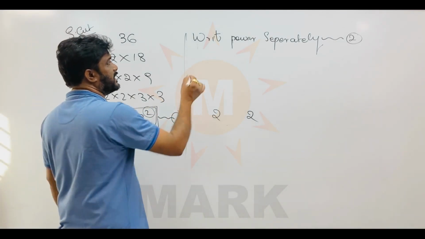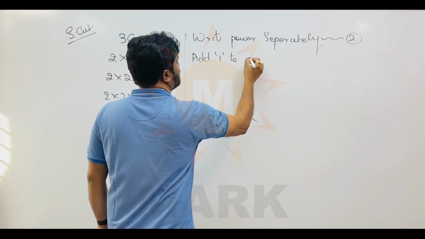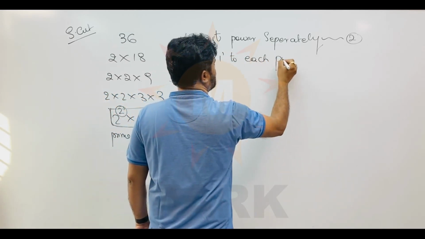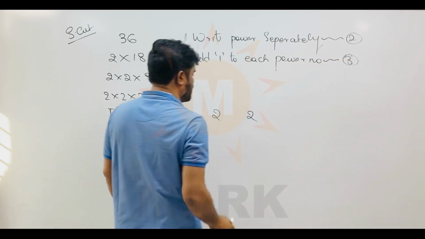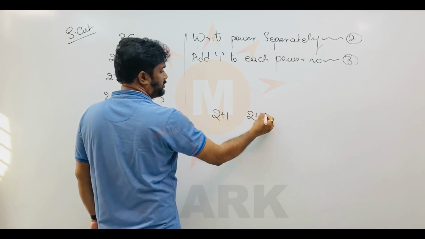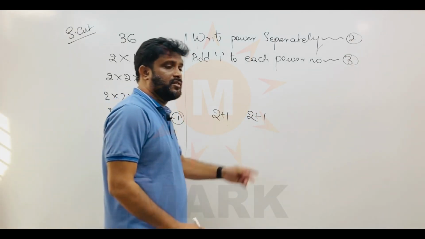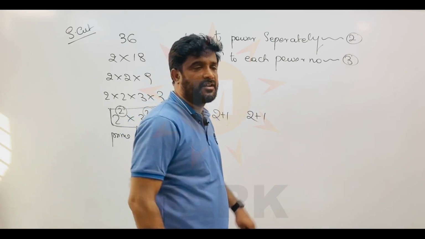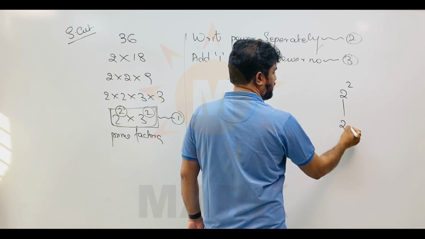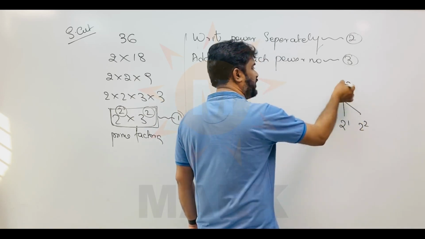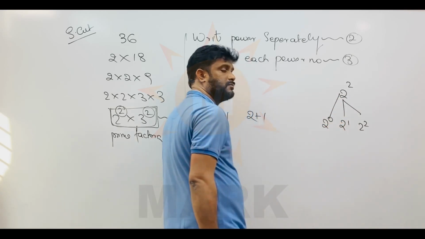Now step number 3 is add 1 to each and every power number. That is point number 3. Some people may ask, sir, why are you adding this one? Simple. Just now in the previous case we discussed that 1 is a factor of every number, right? So suppose you are taking 4, 2 power 1 is a factor, 2 power 2 is a factor, that means 2 is a factor of 4, 4 is also a factor, but 1 is also a factor of the number, no?